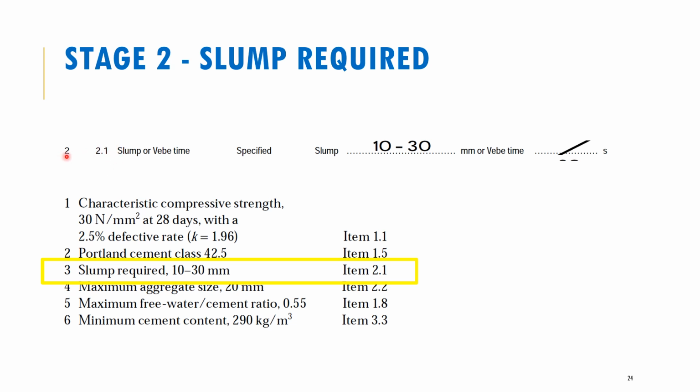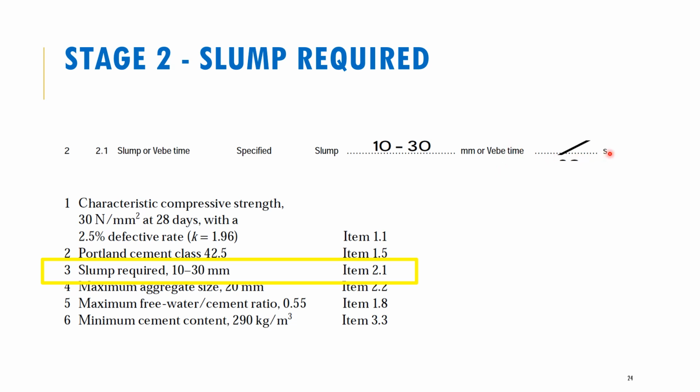stage two is labeled with the number 2, of course. So 2.1, the first step in stage 2 is to specify the slump, and it's specified by the client. So this is the information again that I gave you at the start of this example. The slump is given as something between 10 and 30 mils. So I'd specify that over here in my form.